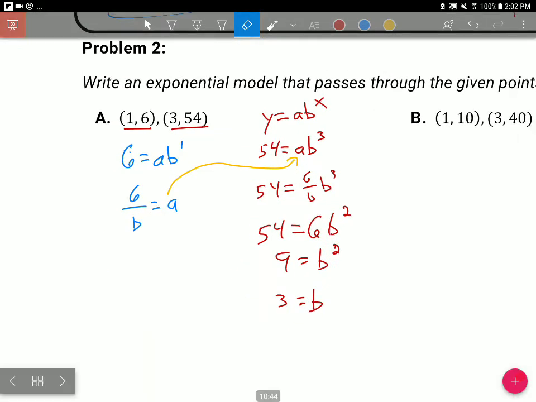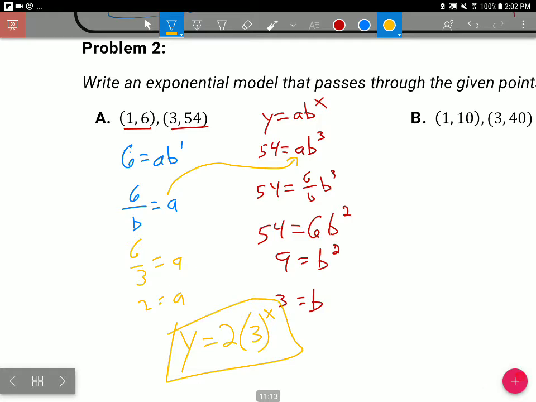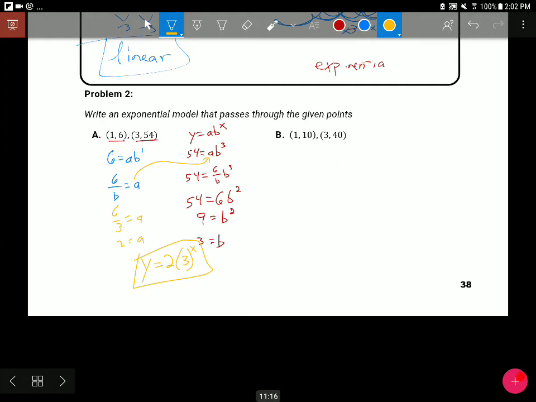Plug it in. Does it matter which one you plug it into? No. So how about this one right here? So what's 6 divided by b? 2. So a equals 2? Yep. So 6 over 3 is a, so that's 2. They want you to write the equation. Here's your equation: y equals 2 times 3 to the x. That's the equation that goes through those 2 points.